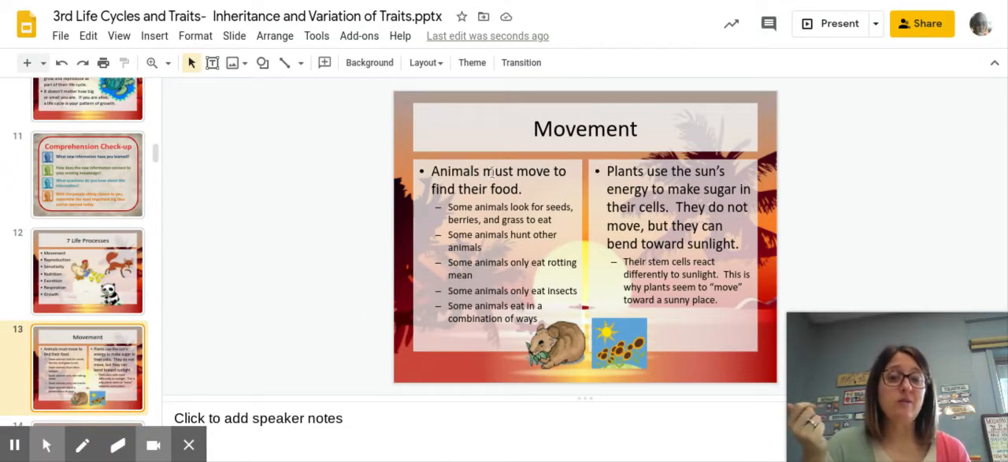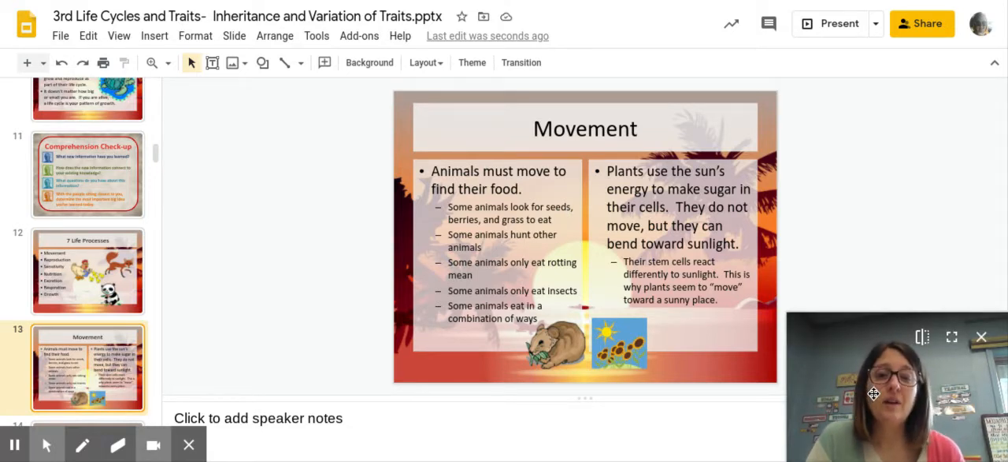Animals have to move to find their food. We can't stand still and just expect food to come to us. We have to look for food. We have to go to the kitchen and get food. For example, animals have to go look for seeds. They have to go look for berries. They have to go look for grass. Some animals have to go hunt other animals.